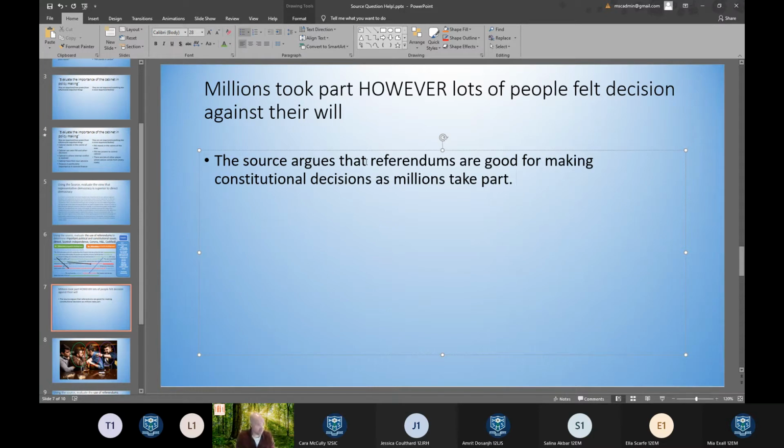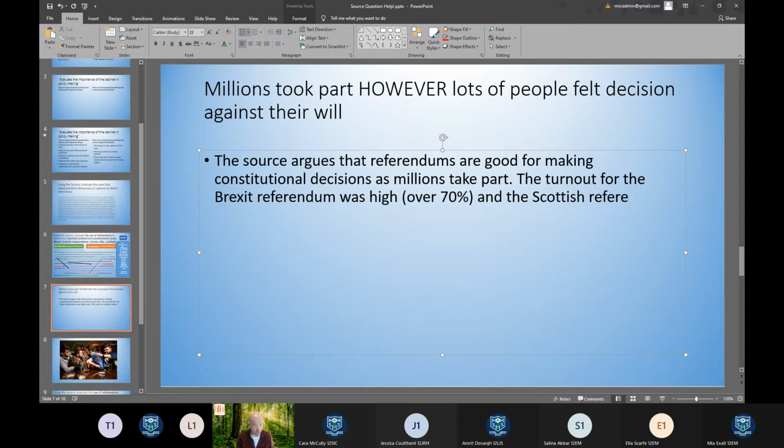It's about the numbers of people. And now I'm going to back it up with evidence. And remember, that evidence can come from the source, or it can come from my own knowledge, and maybe ideally a combination of the two. The turnout for the Brexit referendum was high. What was it? It was like 72% or something like that, wasn't it? So let's just say it's over 70%. And the Scottish referendum, so this is my own examples here. The Scottish referendum turnout was even higher.